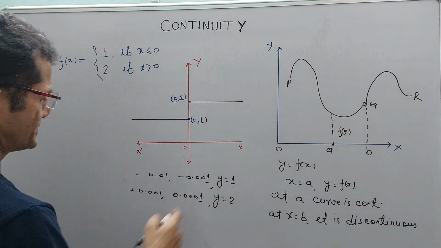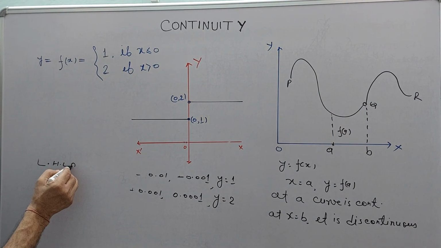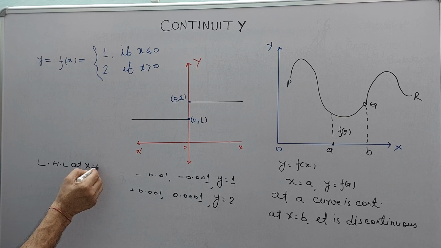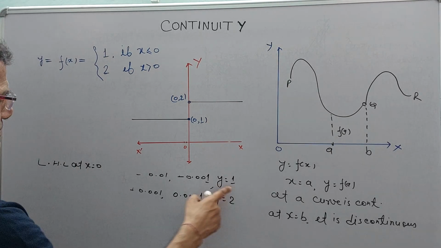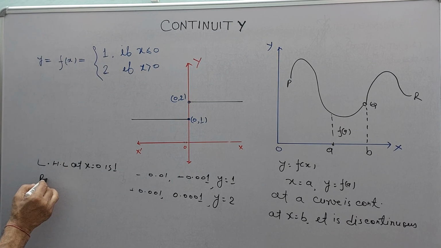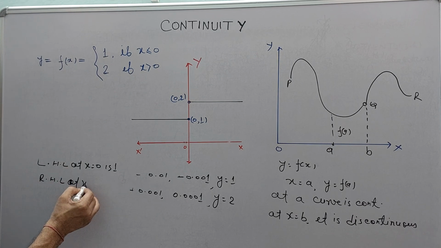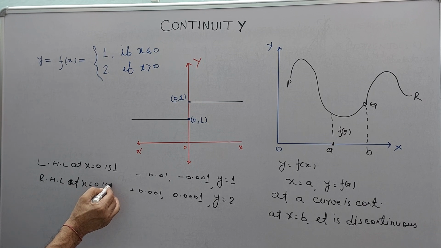So our left hand limit at x equal to 0 is 1, and similarly the right hand limit at x equal to 0 is 2. So both limits are not equal.